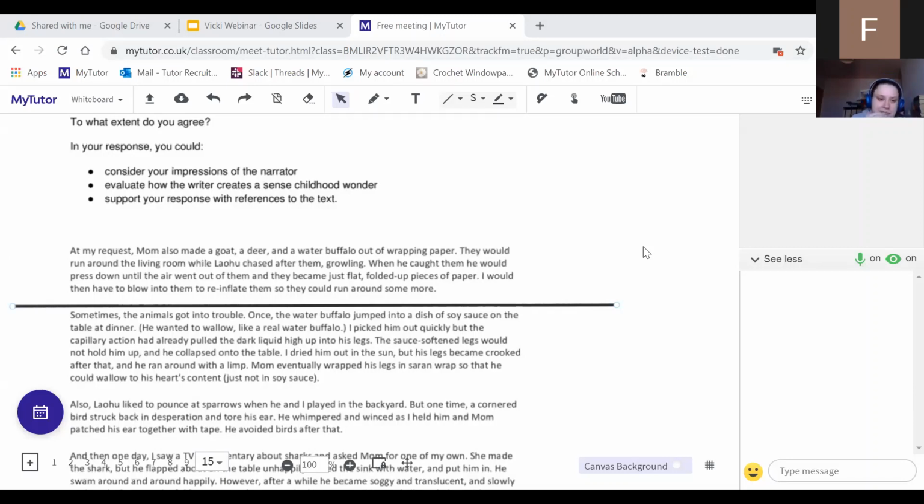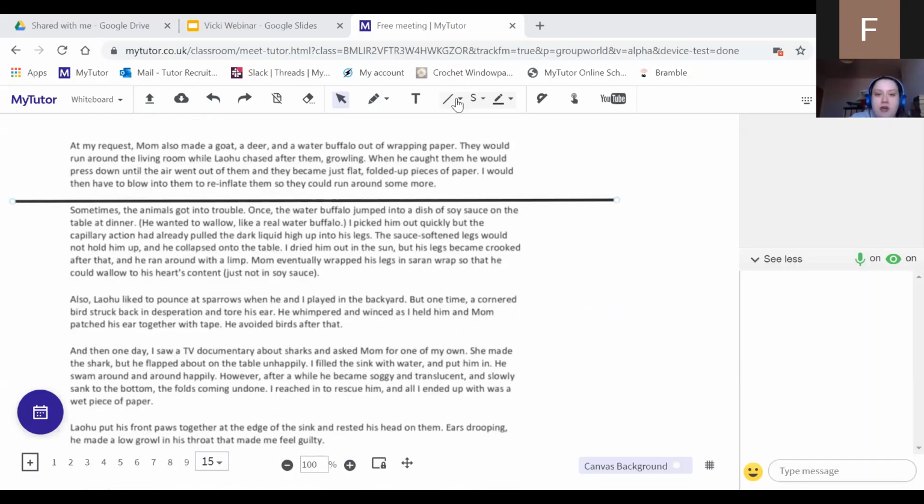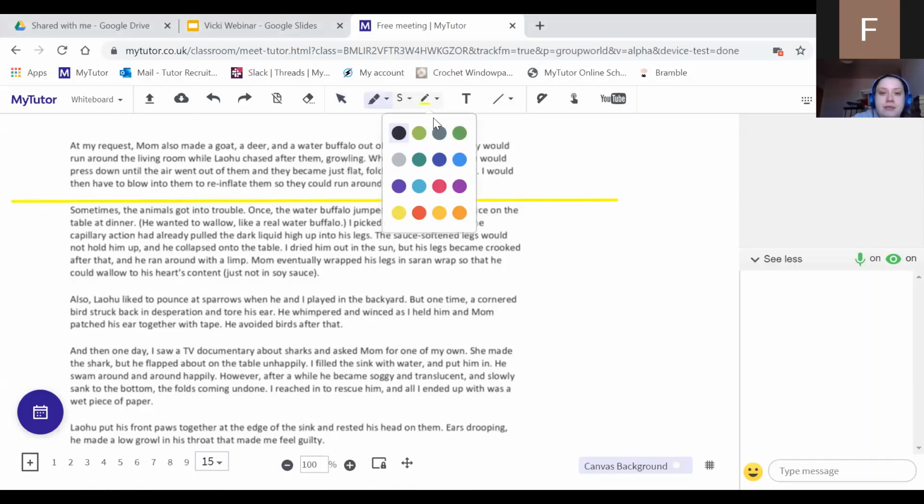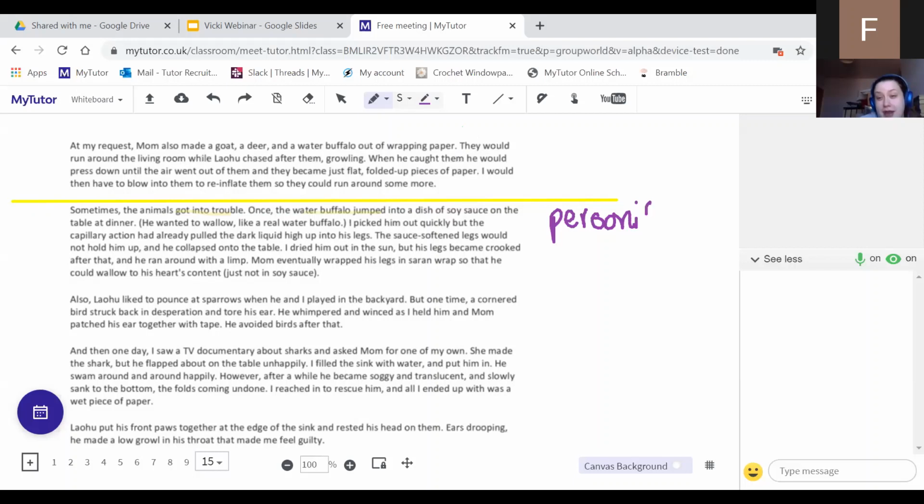Right, so let's have a go through then. So first of all, let's have a look at this child having an active imagination. So I'm just going to get my highlighting tool out. Right, so sometimes the animals got into trouble. So we know that they're not real animals, don't we? So they can't actually get into trouble. It's just sort of a game that he's playing in his head. Once the water buffalo jumped into a dish of soy sauce on the table at dinner. So again, we know that this literally can't happen. So this is an example of personification. So we've got lots and lots of personification going on in here. So I'm not going to write personification every time I see it, just because there is so much.